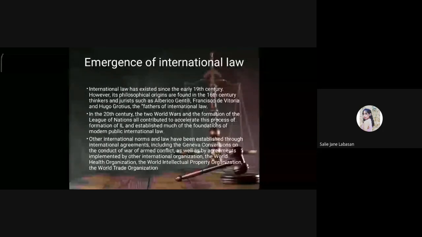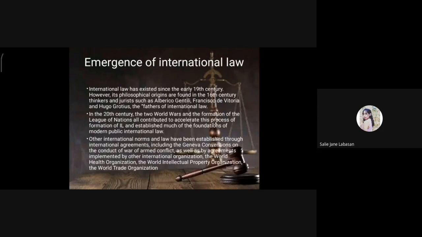Emergence of international law. International law has existed since the early 19th century. But before this period, there were sets of rules and regulations among different parts of the country, but there were no such laws that were implemented.